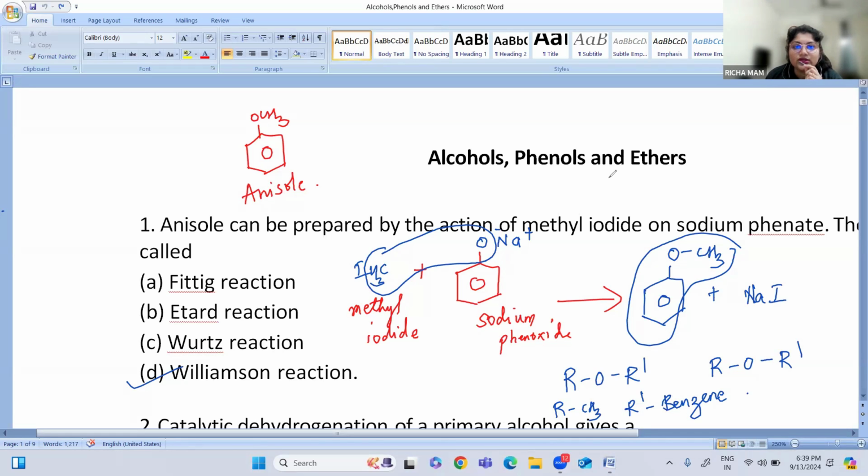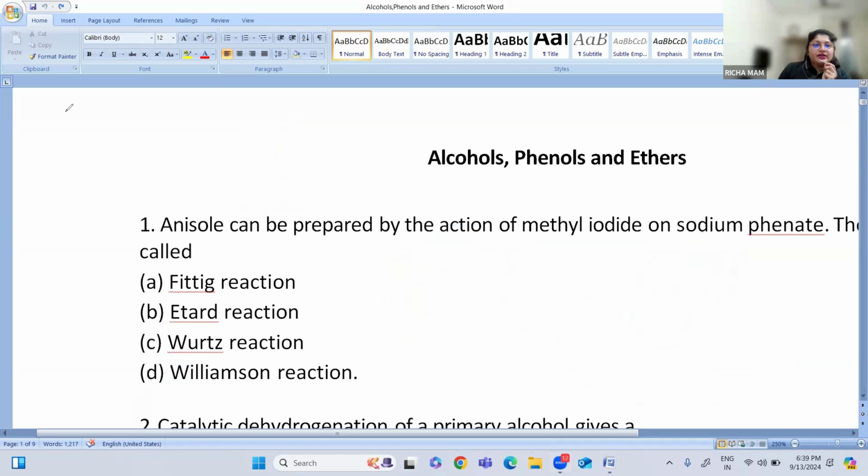So the students who have answered as D, Lubna and Shri Varuni and JNV Raichur. Yes, correct. Your answer is correct. So D is the correct answer. We are doing a Williamson ether synthesis. Okay. Fine. Let us go for the next one.